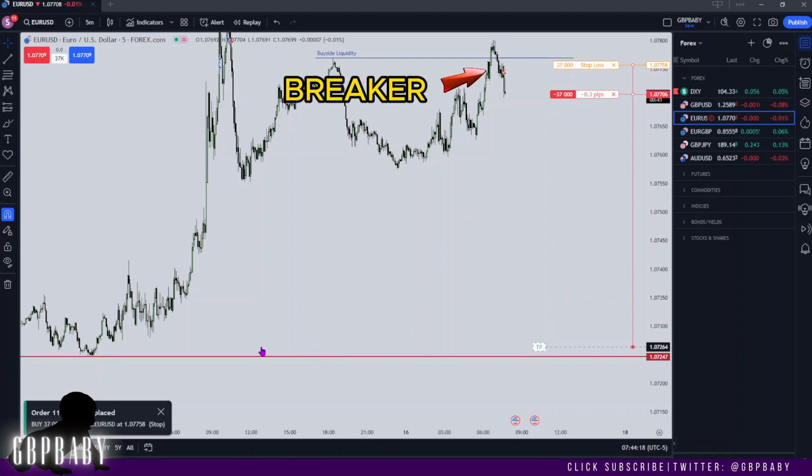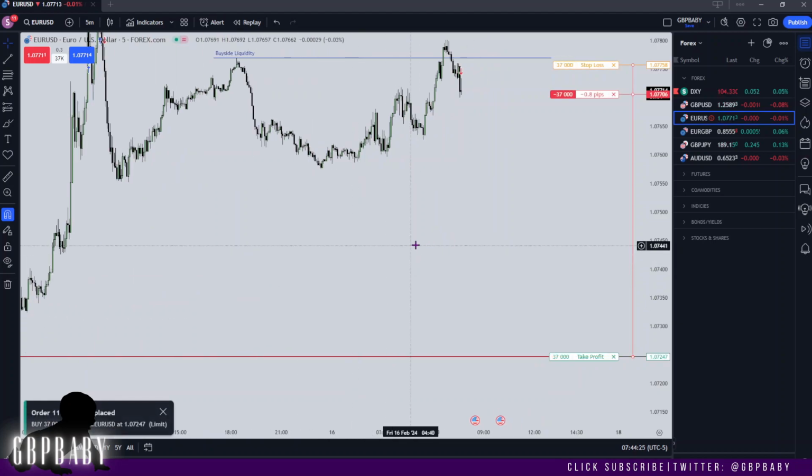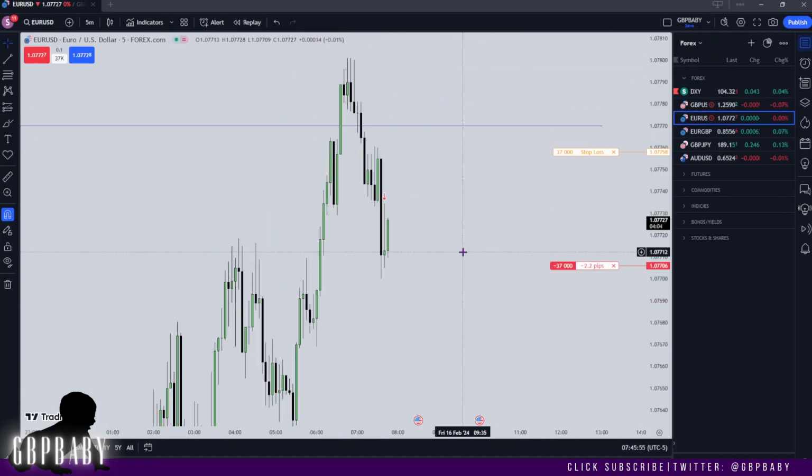Now if you're aware, price didn't actually manage to reach my take profit, which is unfortunate, but we did manage to get partials and to move our stop to a position that was below our original entry.